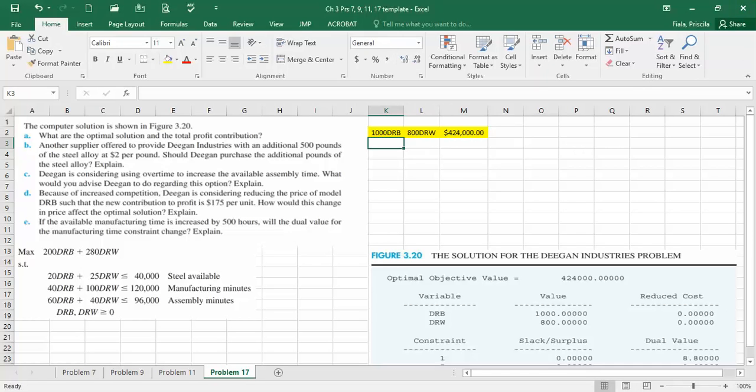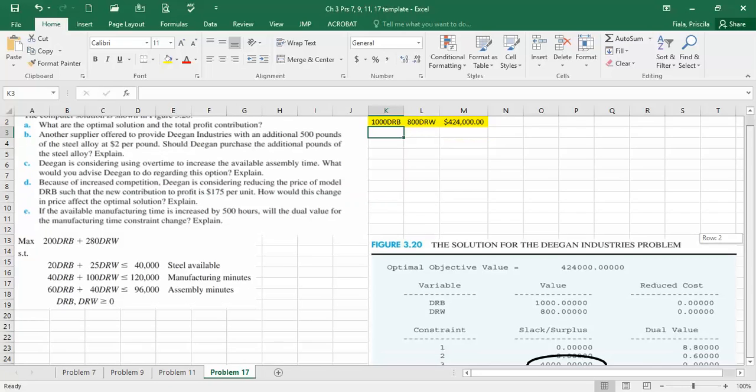Okay. So now let's go to letter B. Another supplier offered to provide Digan Industries with an additional 500 pounds of steel alloy at $2 per pound. Should Digan purchase the additional pounds of steel alloy? Explain. Well, right here is really talking about constraint number one.